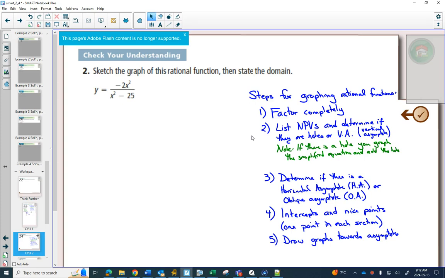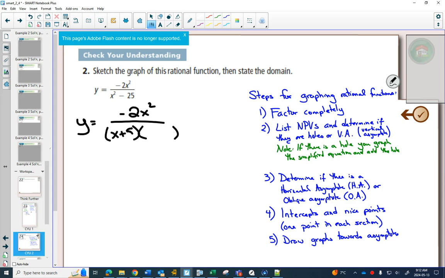Example number 2. Again, step 1. Always factor first. x plus 5, x minus 5. Next, list your non-permissible values. x can't equal negative 5, and x can't equal 5.